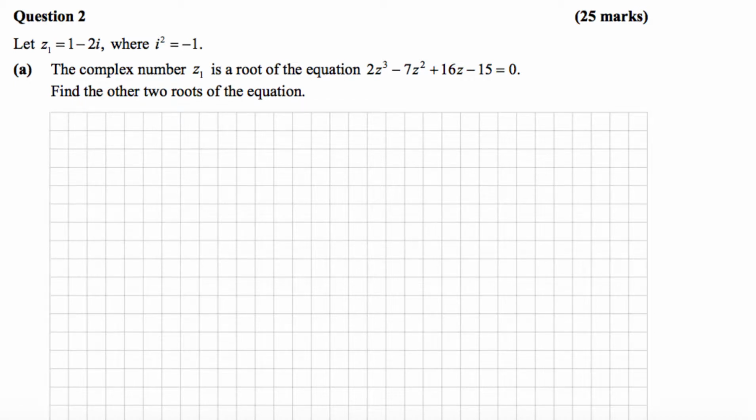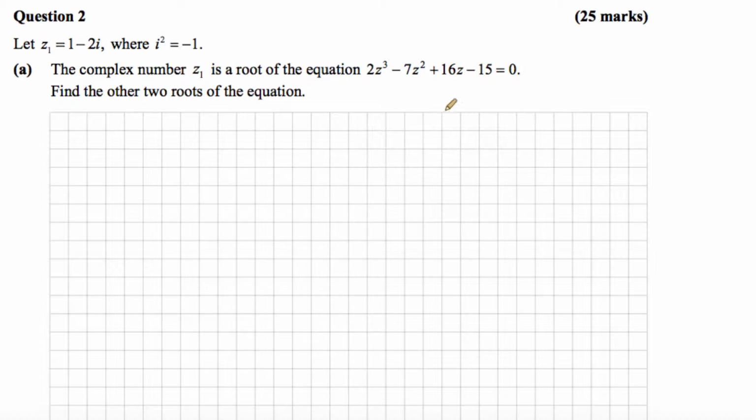So this is the 2014 Leaving Cert Higher Level Paper 1, and we're looking at question number 2. Let z1 be equal to 1 minus 2i, where i squared is equal to negative 1. Part A says the complex number z1 is a root of the equation 2z cubed minus 7z squared plus 16z minus 15 equals 0. Find the other two roots of the equation.